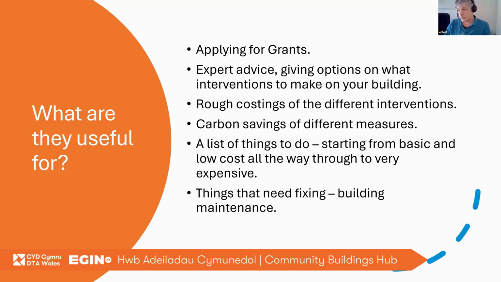Rough costings, obviously, for all the different things you might do to your building. So when you want to have conversations, maybe with a board or volunteers that work on the building, you've got some sense of what each of these things will cost. So you can have a discussion about what things you think need doing, whether they offer value for money, whether you want to pay for some of these things yourself, whether you want to look for grants, or maybe a mixture of both. And then they obviously give you the carbon savings on the different measures as well, which is, again, very important when applying for grants.